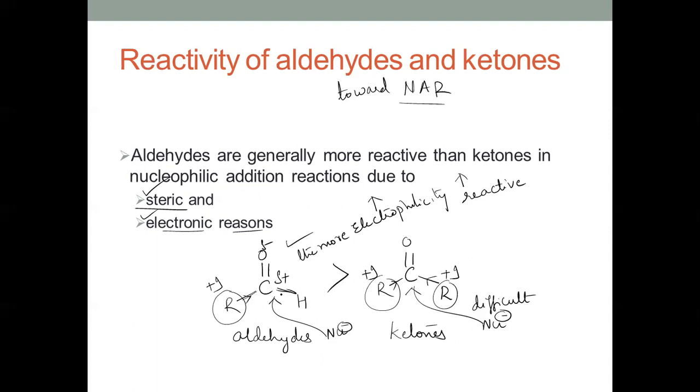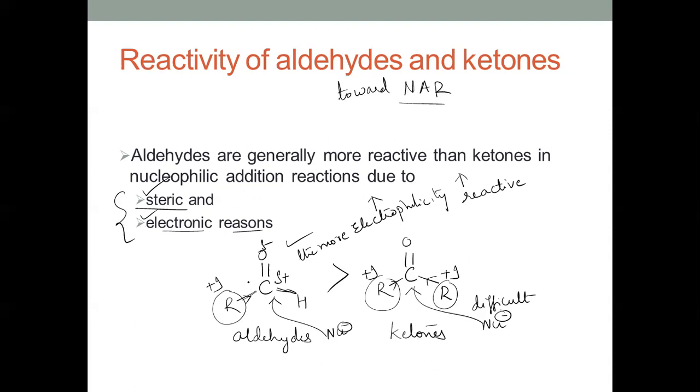That is why the electrophilicity is more in aldehydes, because there is only one R group, so the positive charge is shared by only one R group. Here, with two R groups, the electrophilicity is decreased more in ketones. So, explained based on electrophilicity, aldehydes are again more reactive when compared to ketones. So there are two reasons.